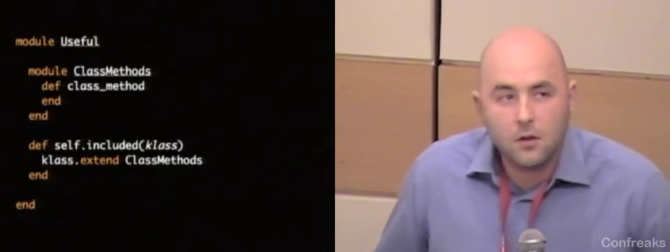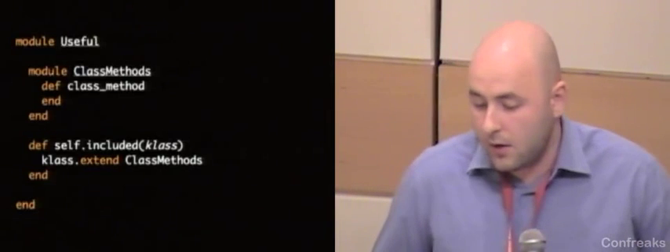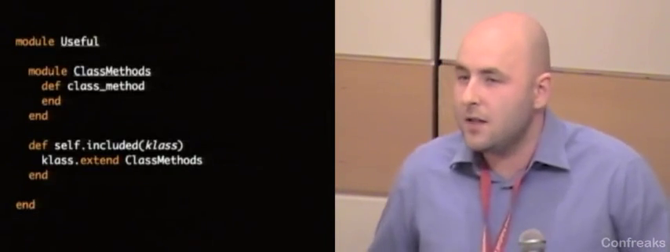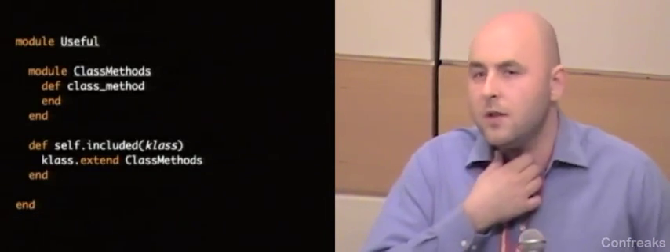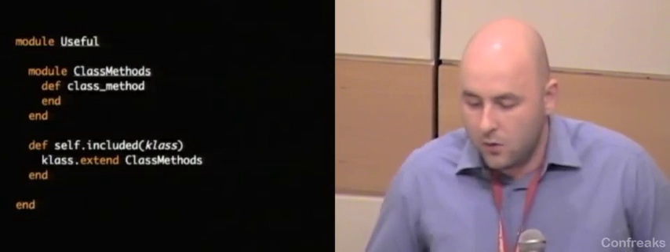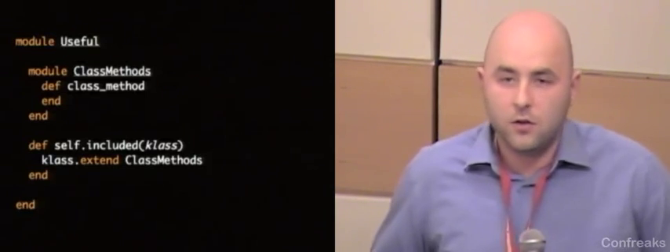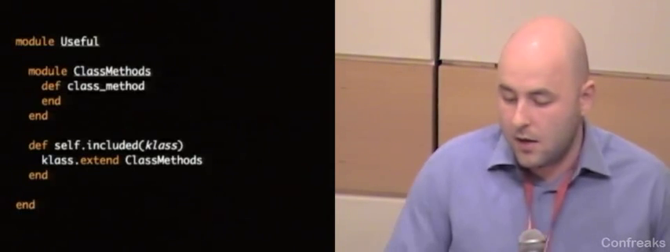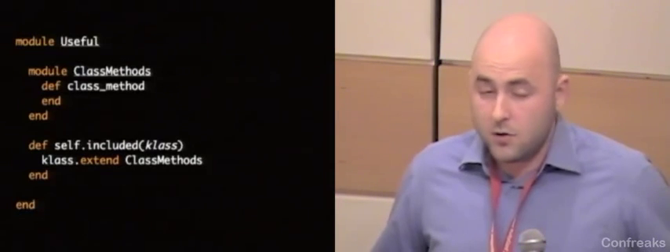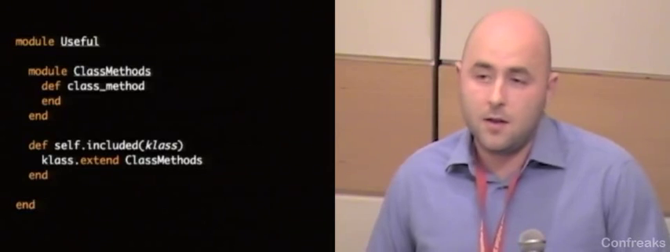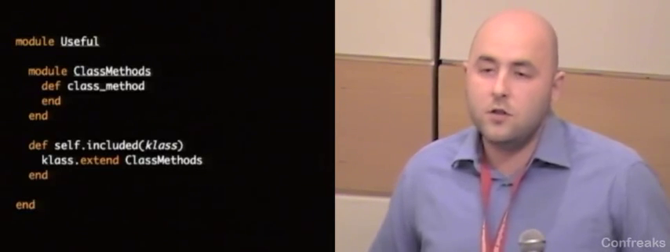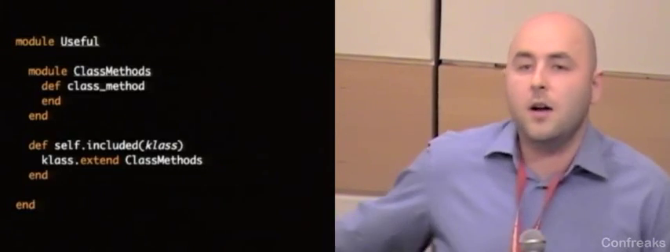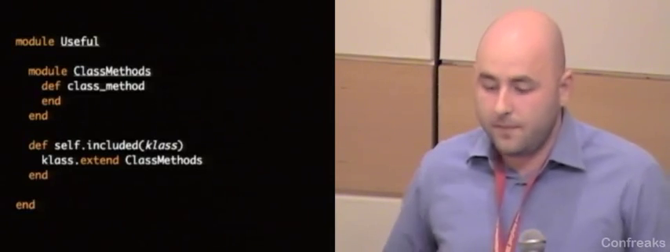Which explains this idiom, which I assume most people are familiar with. This is how you get class methods in besides extend. If you want to include both instance methods and class methods, you implement the included hook. What you do in the included hook is you say, hey, when this module gets included in a class, that's to say instance methods are added, I also want you to extend its class with this other module I've defined here, class methods.